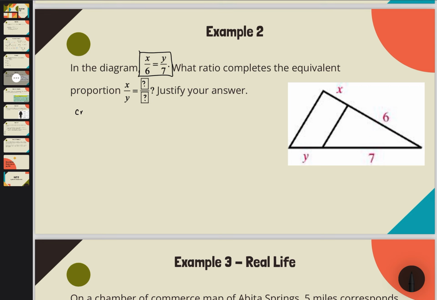So using your cross products method, that would take some work. I have x over 6 equals y over 7. I want to rearrange this to get x over y. First thing I would do would be divide both sides by y.